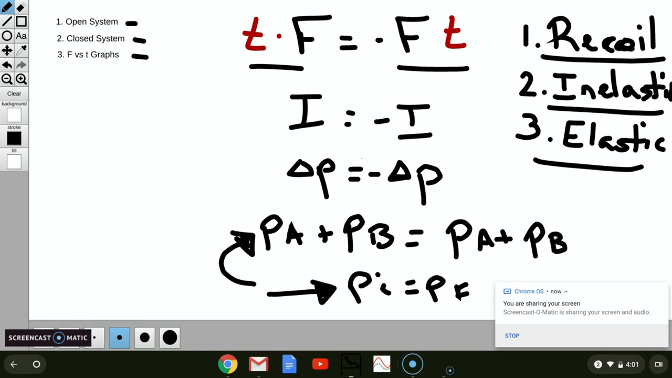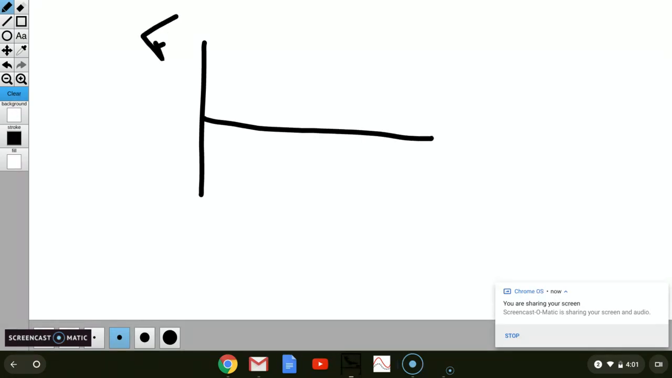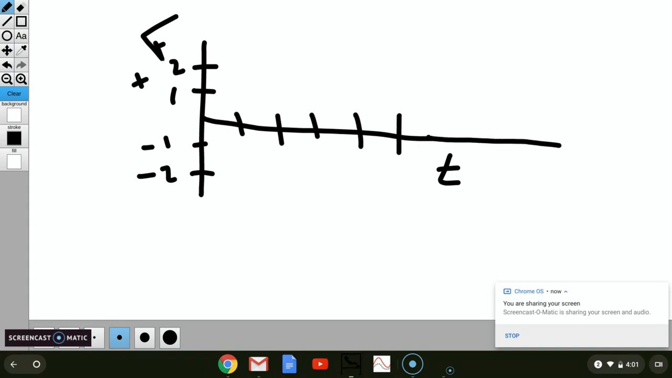Now, moving right along to F versus t graphs. Let me go ahead and hit clear. This will probably clear out everything. Yep, there it goes. So when we do F versus t graphs, we'll just graph these here. And these are usually graphed with really nice whole numbers. So this would be 1, and this would be 2, positive in newtons, and this would be -1 and -2. And then you've got 1 second, 2 seconds, 3 seconds, 4 seconds, 5 seconds. I'm going to extend this a little longer.